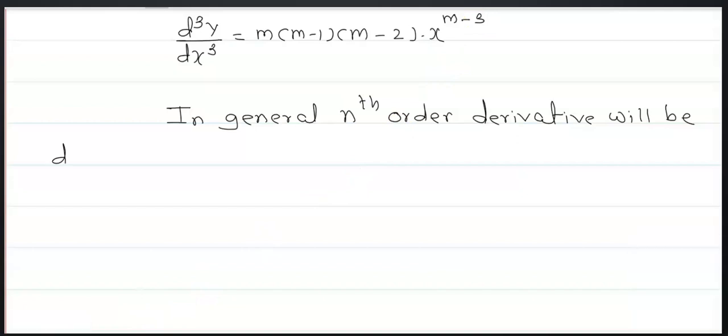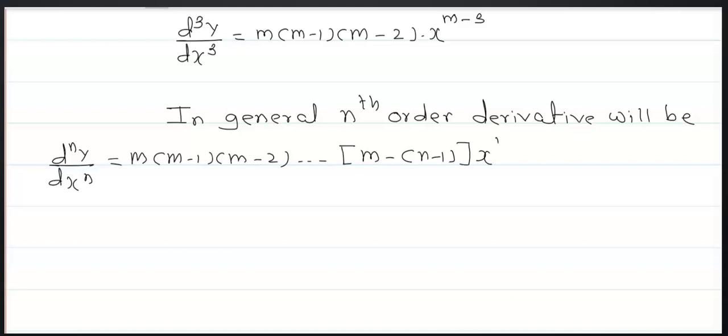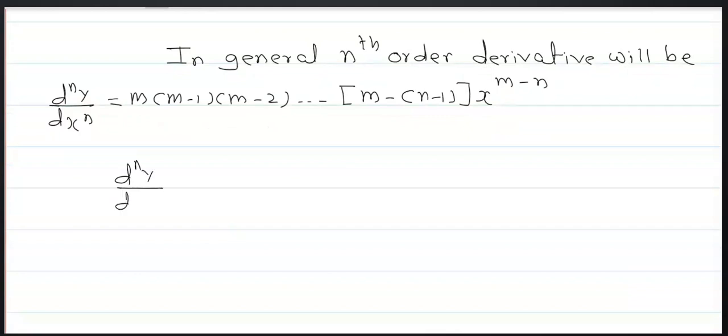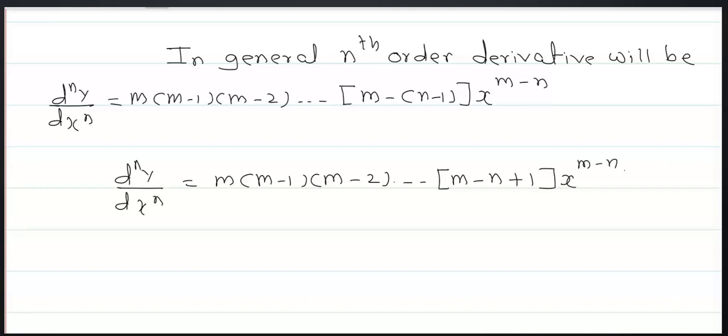Therefore, the nth order is m into m minus 1, m minus 2, and so on, up to m minus (n minus 1), x raised to m minus n. This is n; its power is reduced by 1, so this is n minus 1. In the same way, here is a 3; it's reduced by 1, it's a 2. Therefore, dⁿy/dxⁿ is equal to m into m minus 1 into m minus 2, and the last is m minus n plus 1, x raised to m minus n.